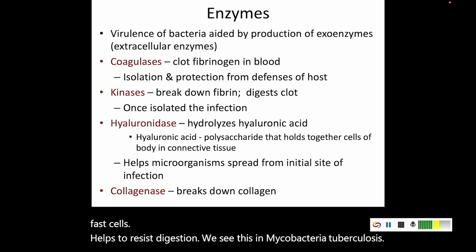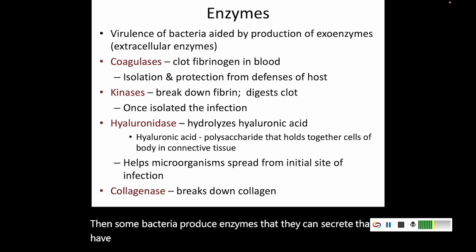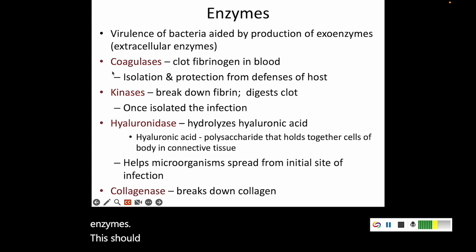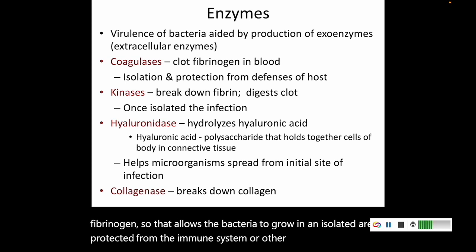Then some bacteria produce enzymes that they can secrete that have an effect on the area around them. Because they are secreted, they're sometimes called exoenzymes or extracellular enzymes. This would include coagulases. Coagulases are enzymes that clot fibrinogen, so that allows the bacteria to grow in an isolated area protected from the immune system or other defenses of the host.